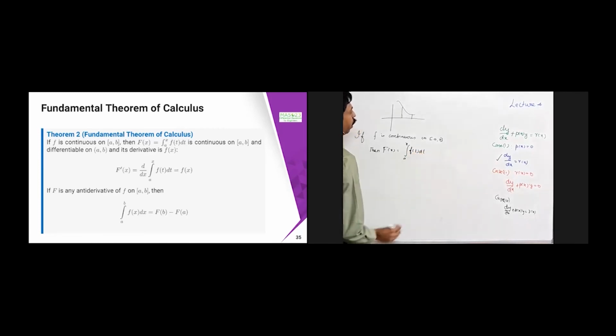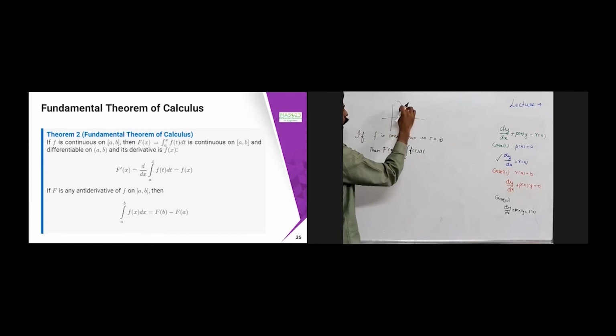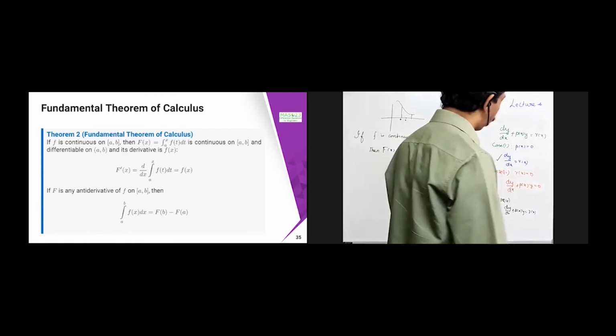That means f is a continuous function. Then what am I going to take? Suppose I take x here. I am going to integrate this curve from a to x and calculate the area under that curve.